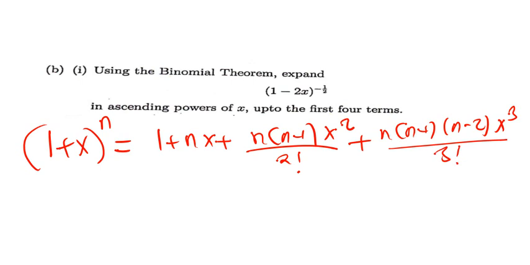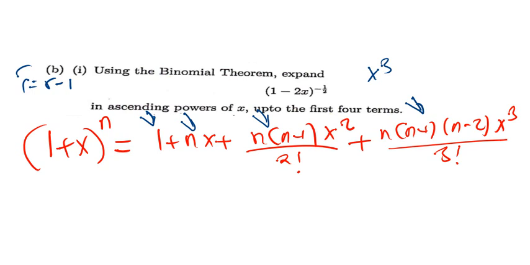Now the question is up to the first four terms. So this is the first term, second term, third term, fourth term. So the fourth term has got x to the power 3. The first term doesn't have x. The second term has got x to the power 1. Remember, whenever you are trying to find the rth term, the power is given by r minus 1. So the power is just 1 less than the r.